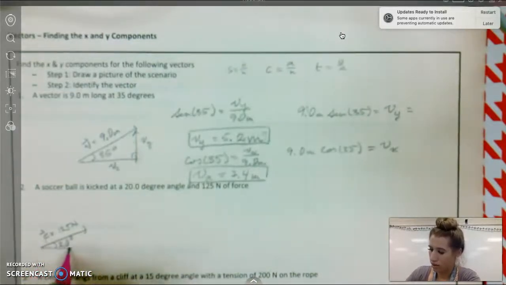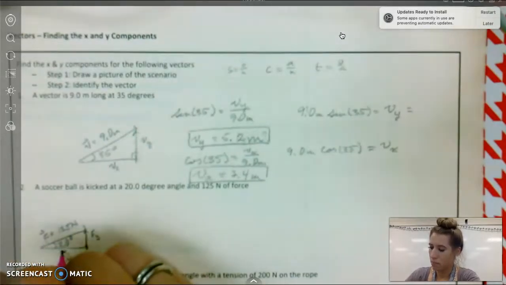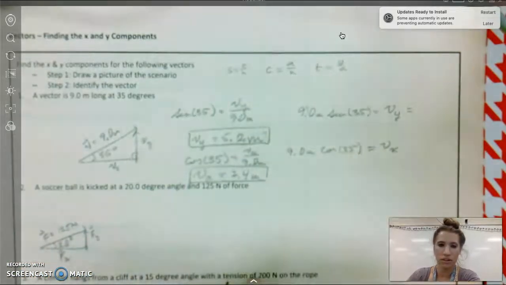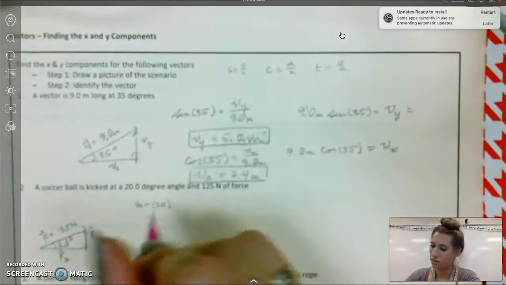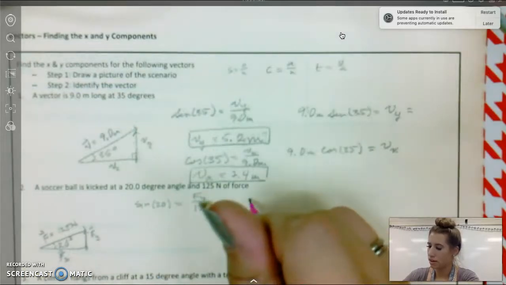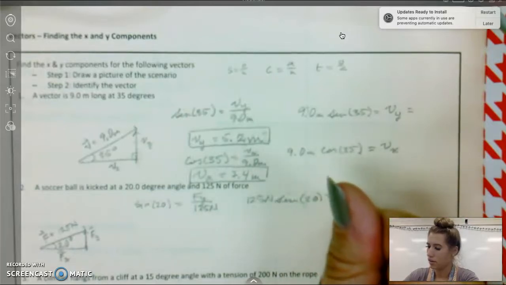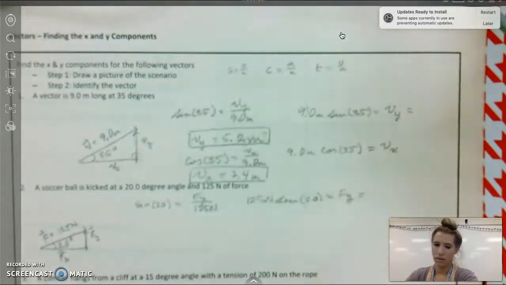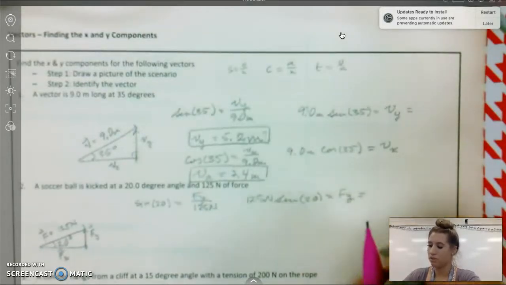So again, I can draw in my f sub x and my f sub y. Back to sine and cosine. The sine of 20 is going to equal the opposite, which is f sub y, divided by the hypotenuse, which is 125 newtons. So multiply both sides by 125. 125 times sine 20 is going to equal f sub y. Plug that in the calculator, and I'm getting an answer of 42.7525, but what about sig figs?